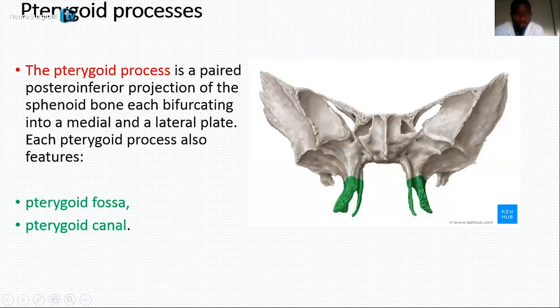Pterygoid process is a paired posterior-inferior projection of the sphenoid bone, each bifurcating into a medial and lateral plate. You can see here the medial plate and the lateral plate. Each pterygoid process also features two structures, pterygoid fossa and pterygoid canal. We're going to talk about that.